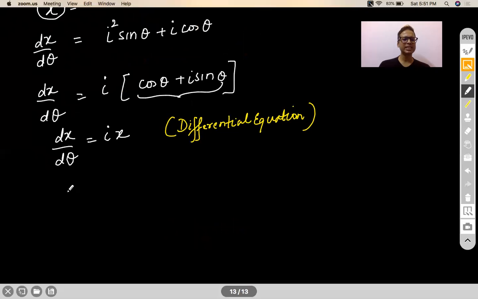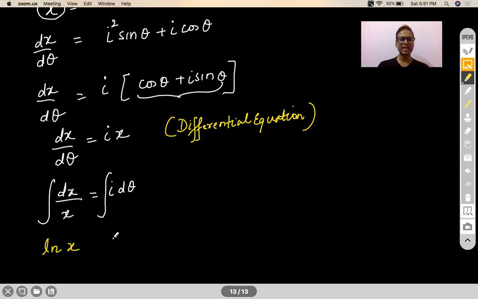So what he did was he then used what we call the variable separable method. So he separated x along with dx and he brought the d theta up. Then he integrated both sides. And then he realized the integral of 1 by x with respect to x is ln x, and i d theta is i theta plus a constant of integration. Remember, whenever you are performing any indefinite integral, you should always write a constant of integration. Always write a plus c.